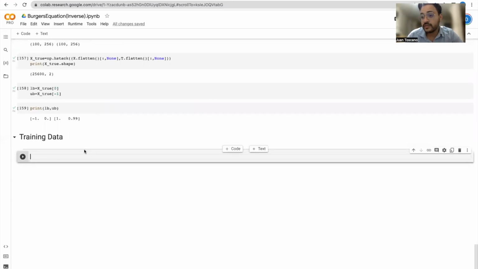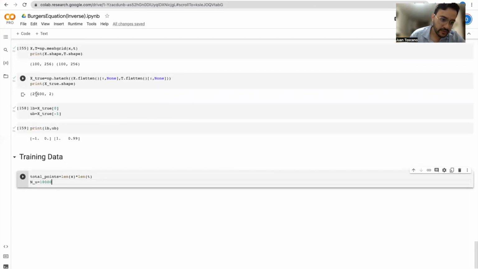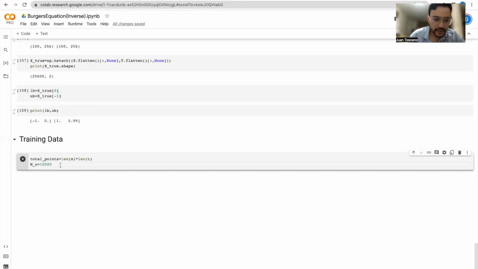So first, let's just pick a certain number of points inside our domain. To do that, first, let's see how many points we actually have. Total points will be the number of points in X times the number of points in T. You see that I'm picking the vectors. Then let's select NU points. Let's say we want 10,000 points. These total points will be the same number as this 25,600, if you see it.